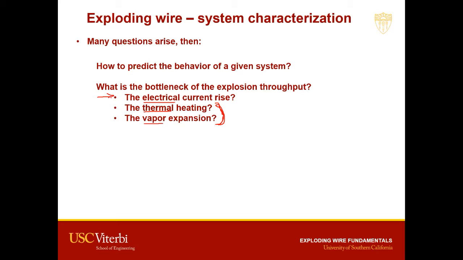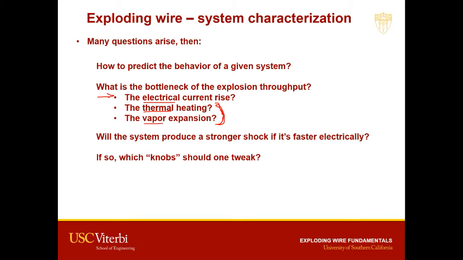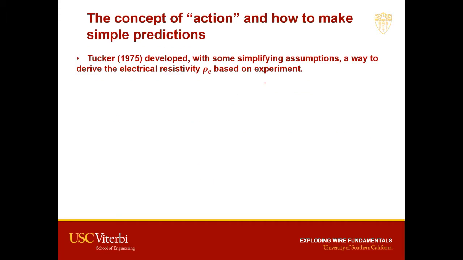But we have a lot of control over the electrical current rise by tweaking the variables L, C, and the voltage across the capacitor. So the question is, how will it make a difference? Will the system produce a stronger shock if it is faster electrically? And if so, which knobs can we tweak? Can we tweak C, V, L, or something else? This is the design question that must be answered by some sort of prediction algorithm.